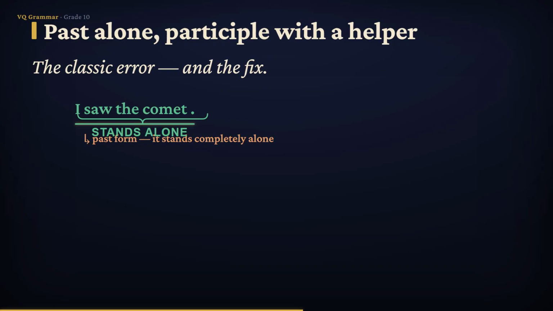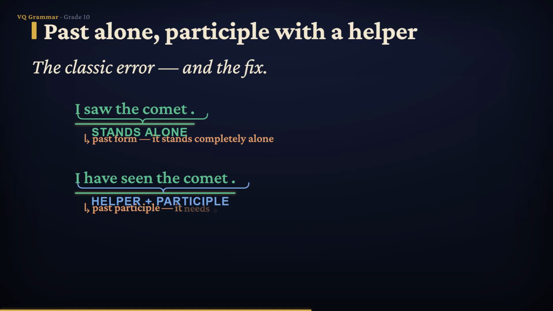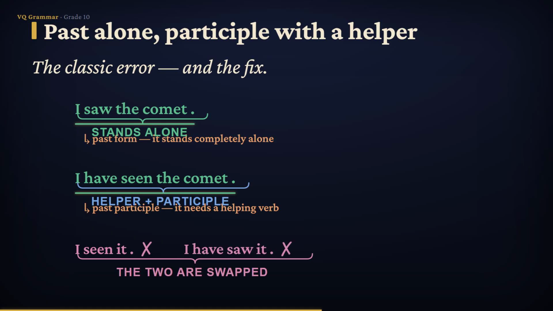The past participle cannot stand alone. It needs a helping verb, such as have, has, or had, sitting in front of it. I have seen the comet. Now here is the classic error, and you have heard it 100 times. People swap the 2. I seen it is wrong, because seen always wants a helper. And I have saw it is wrong too, because after have you need the participle, seen.